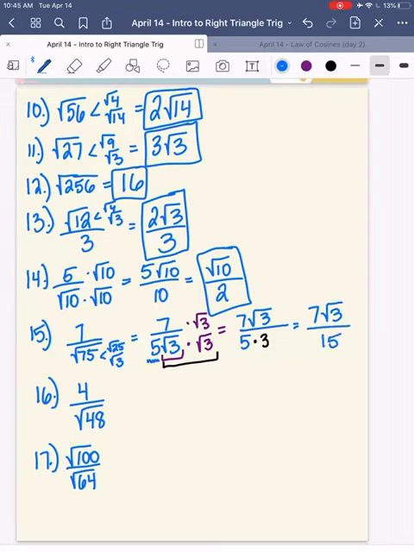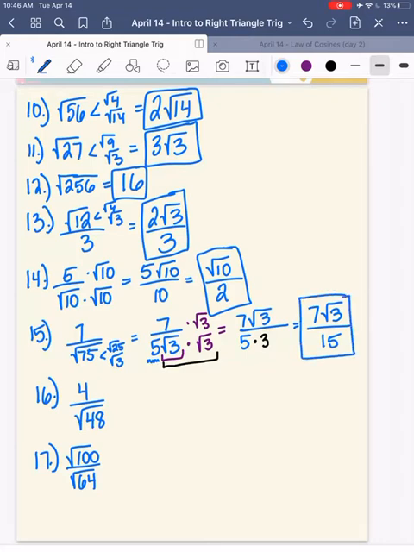Some of you had 7 root 3 over, well, actually most of you had it. One or two had the numerator incorrect, and then 1 or 2 people had the denominator incorrect. So again, for the most part, you guys did it well.